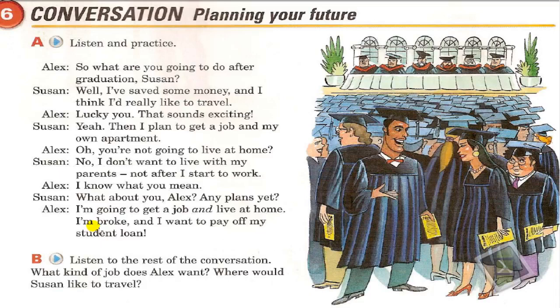Page 108, exercise 6. Conversation. Planning your future. Listen and practice. Listen and repeat. This conversation is between Alex and Susan. So, what are you gonna do after graduation, Susan? Going to Ghana. What are you gonna do after graduation, Susan? Well, I've saved some money, and I think I'd really like to travel. I'd like to travel. I want to travel.